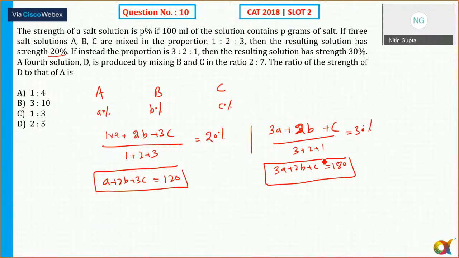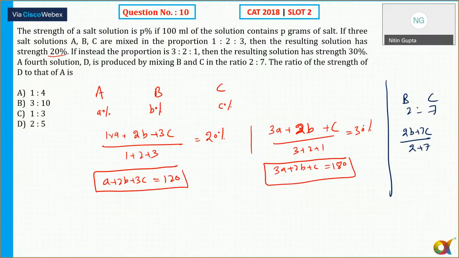Now it says a fourth solution D is produced by mixing B and C. So now I am saying that is equal to nothing but B and C को mix करना है मुझे. किस रेशो में? 2:7. So I'll say that is 2B plus 7C upon 2 plus 7. And what is its strength here? A fourth solution D is produced by mixing B and C in the ratio 2:7. Okay, so this is the strength.